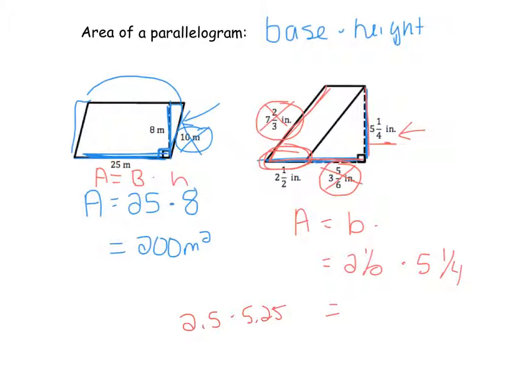So to multiply, you put them into improper fractions. So 2 times 2 is 4 plus 1, so I have 5 halves, times 4 times 5 is 20, plus 1 is 21 fourths. I can't simplify, so I'm just going to multiply across. So I have 8, and 21 times 5 is 105. So I have 105 eighths.